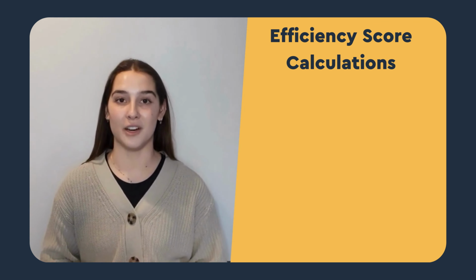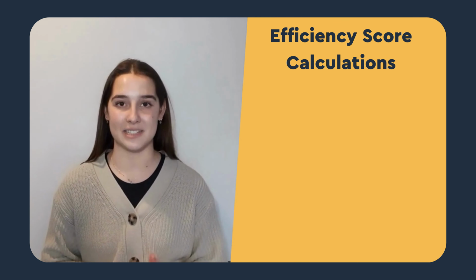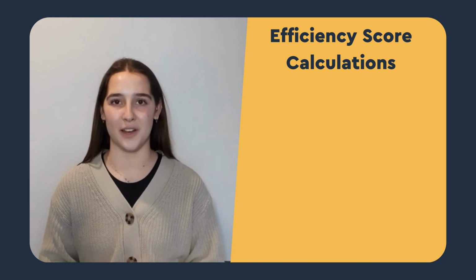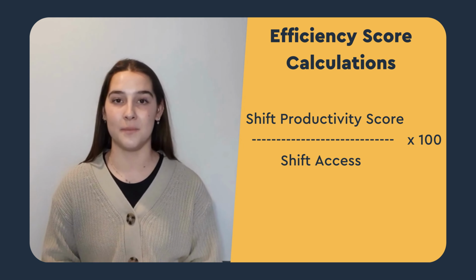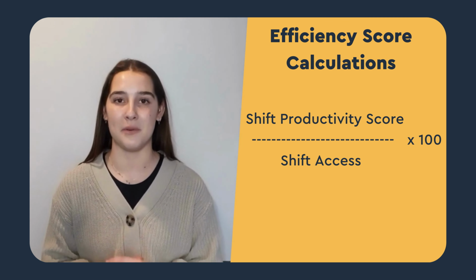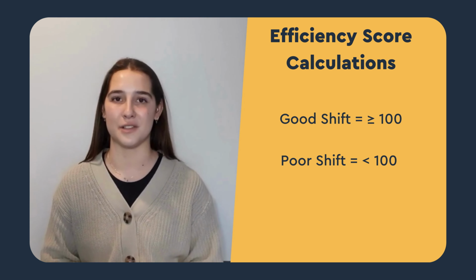The shift efficiency score is a combination of both the shift productivity score and the shift access score, and is calculated as follows. Divide the productivity score by the shift access score, then multiply this by 100. Again, 100 is good, and less than 100 is not so good.